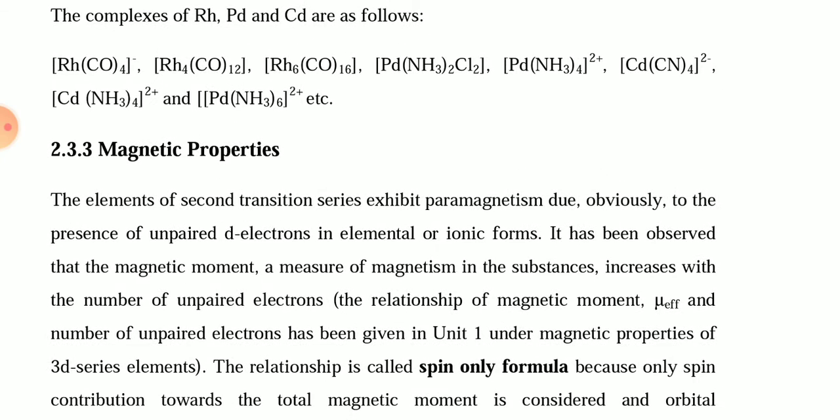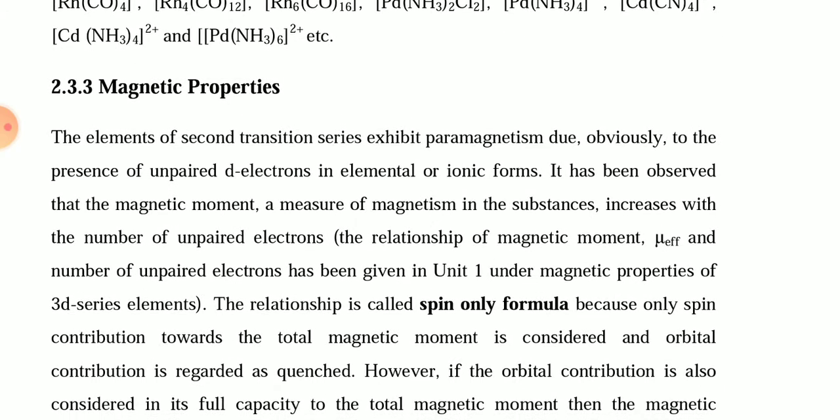Next is the magnetic property. The elements of the second transition series exhibit paramagnetism because of the presence of unpaired d electrons in the element or in ionic form. The relationship which can be used to calculate the magnetic moment, as in the 3d transition series, is known as the spin only formula.